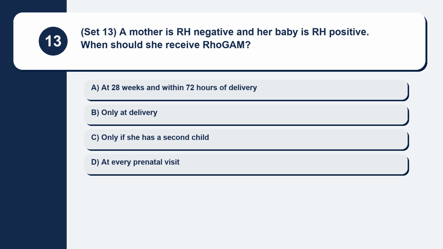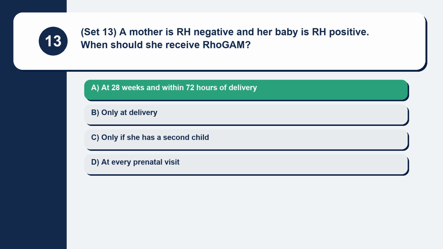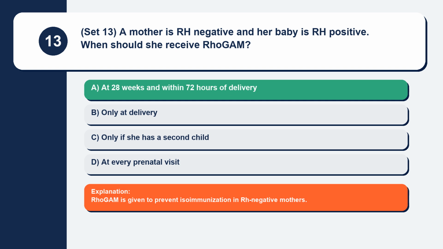Question 13. Set 13. A mother is Rh negative and her baby is Rh positive. When should she receive RhoGAM? At 28 weeks and within 72 hours of delivery, only at delivery, only if she has a second child, at every prenatal visit. RhoGAM is given to prevent isoimmunization in Rh-negative mothers.